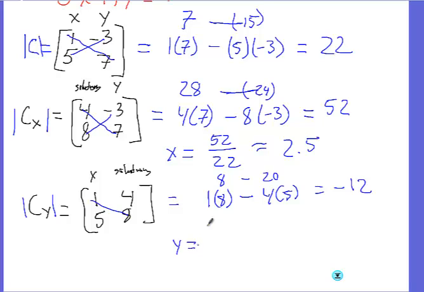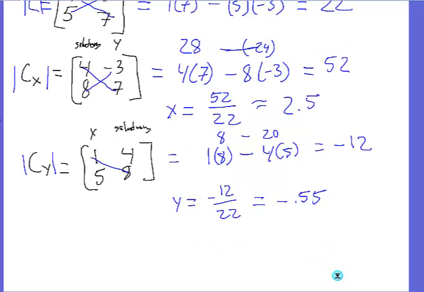Then your y variable is negative 12 over 22, which comes out to negative 0.55. So now our solution to this whole thing is 2.5 comma negative 0.55.